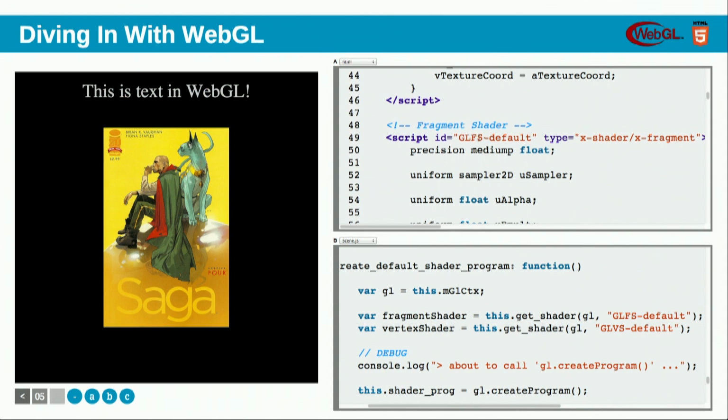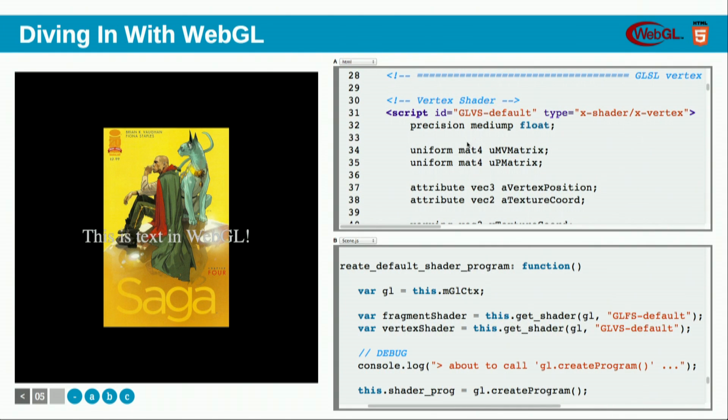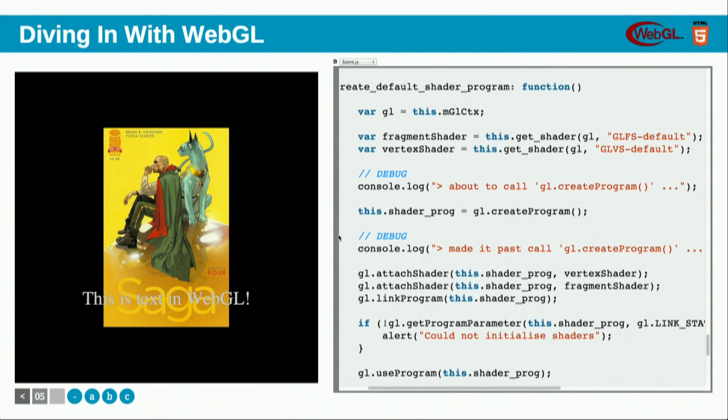See how this was script ID GLFS default and GLVS default. And yes, I should name them better. So that's where it's getting it from: the HTML code that has it embedded in a couple of script DOM elements. Okay, so we create a new program, so we get the handle to that. And the scene is going to hang on to this.